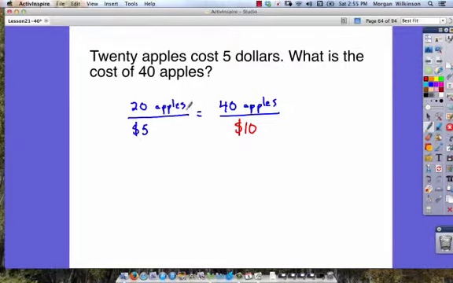Sometimes we need to look at the numbers and the relationship between them to see if there's an easy way that we can figure out the problem with mental math. Lots of times there is, and this is one of those instances.